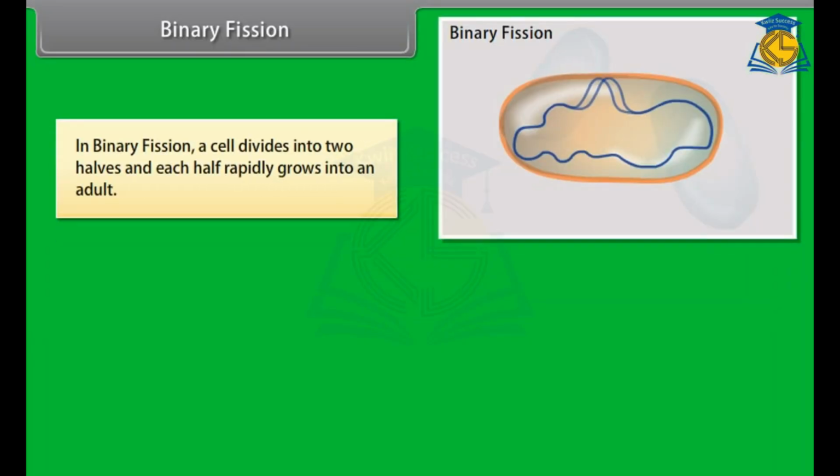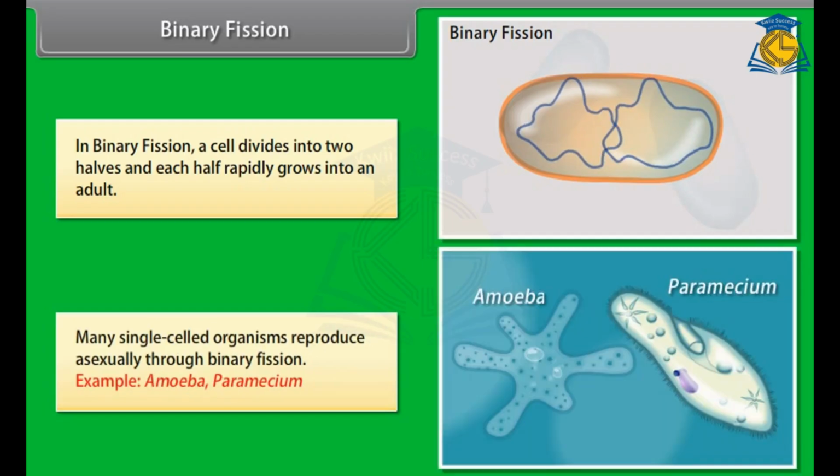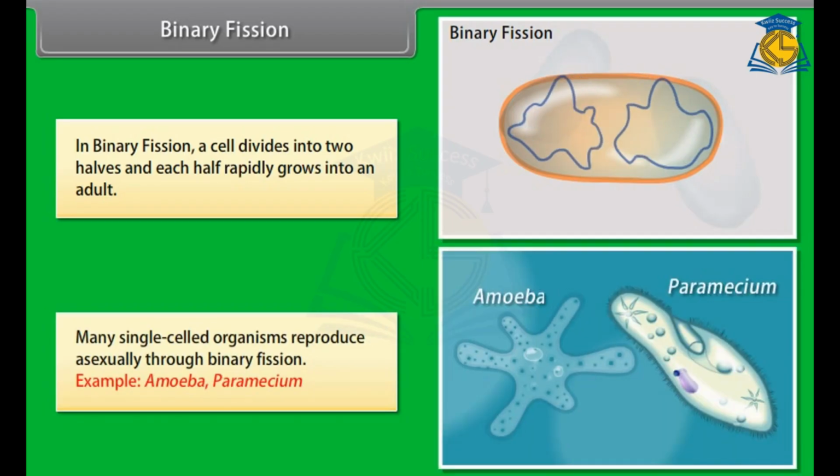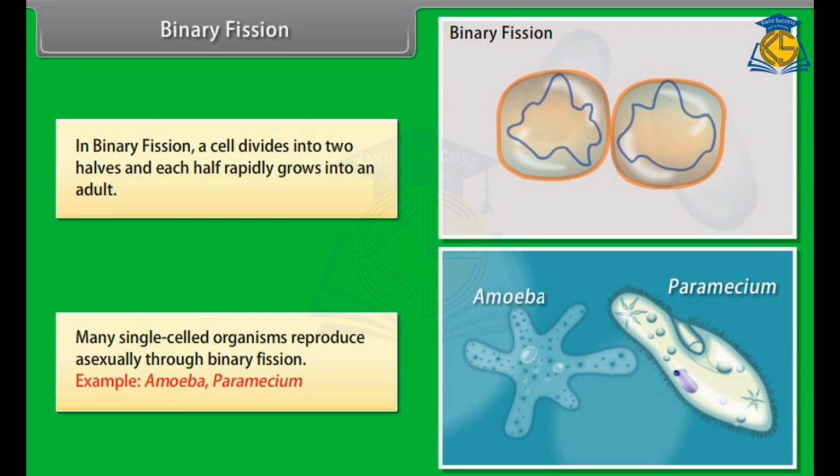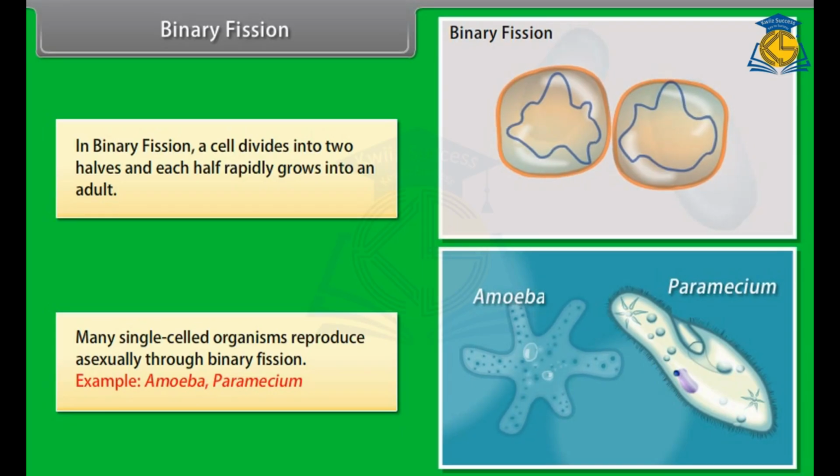Binary fission. In binary fission, a cell divides into two halves, and each half rapidly grows into an adult. Many single-celled organisms reproduce asexually through binary fission. Example: amoeba, paramecium.